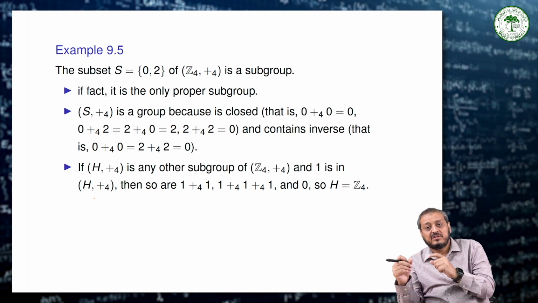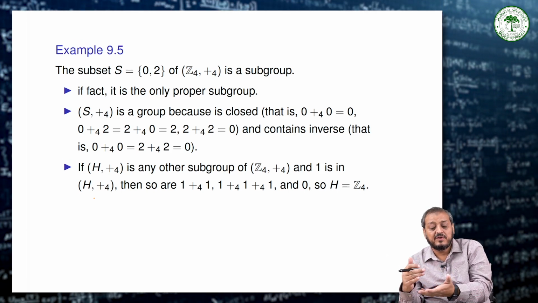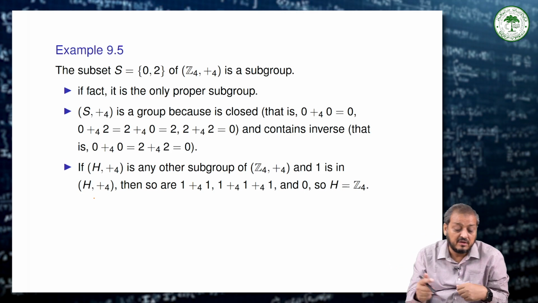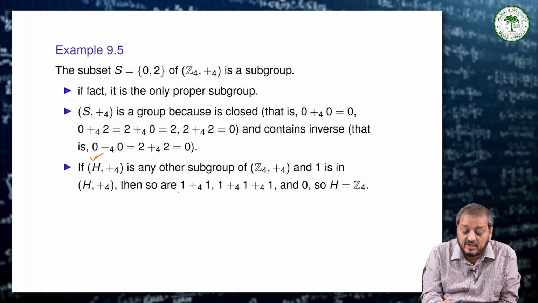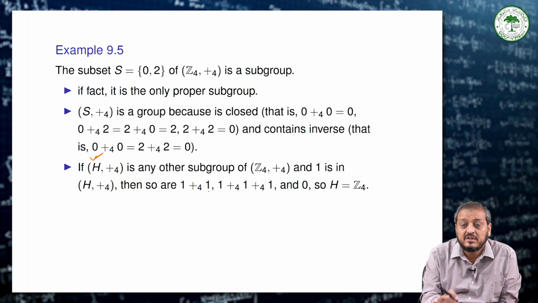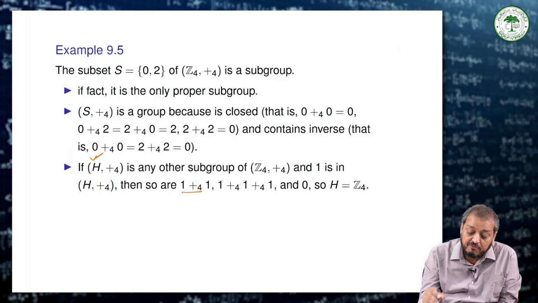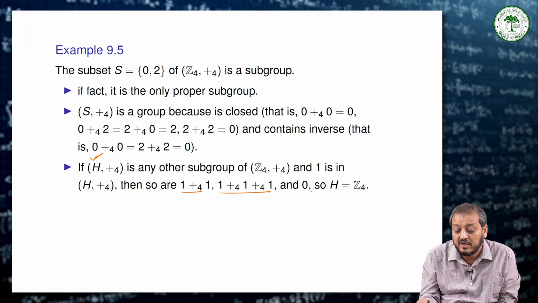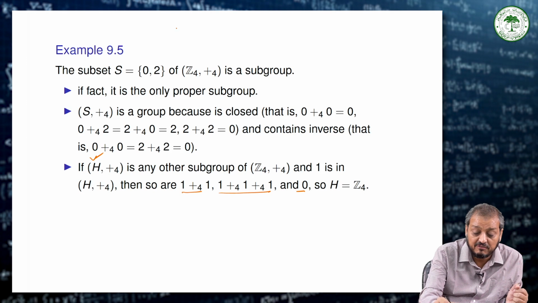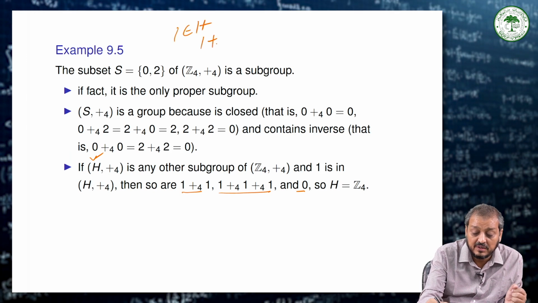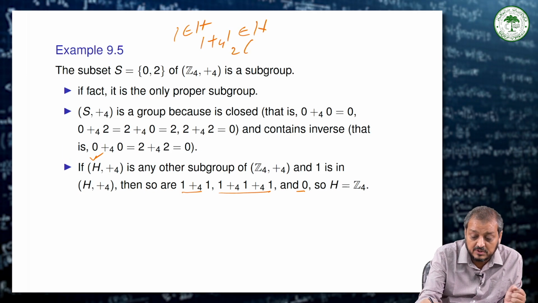So 1 is a member of H, because we are taking 1 as an element belonging to this subgroup H. If 1 is in H, then by the closure property 1 plus 1 is equal to 2, so 2 is also there. Then 1 plus 2 is equal to 3, so 3 is also there, and 0 as well. So in this case, by the closure property, since 1 is an element of H, then 1 plus 1 under addition modulo 4 also belongs to H. That means 2 is a member of H.